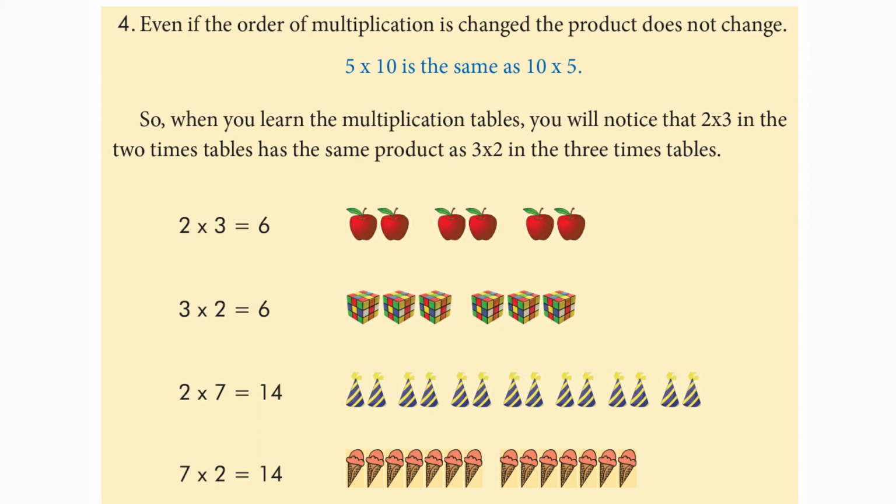Can you look down in the same page in the yellow box? 2 into 3 is 6, and 3 into 2 is also 6. 2 into 7 is 14, 7 into 2 is also 14. The product does not change. It's the same. When you multiply the same numbers, the order does not matter. So now we move on to the multiplication tables.